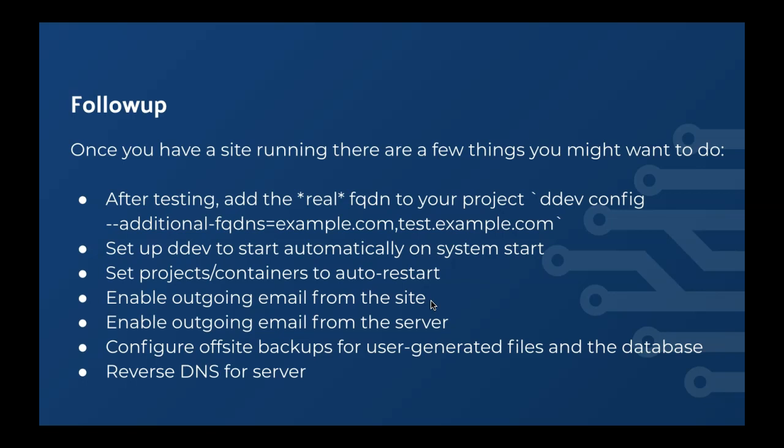And you probably want to configure offsite backups. That can also be done with a module or plugin. There's many other ways to do it. You can do a DDEV export DB and save the file if you want to, or a DDEV snapshot. And reverse DNS. I recommend that you set up reverse DNS. It helps mail to work.